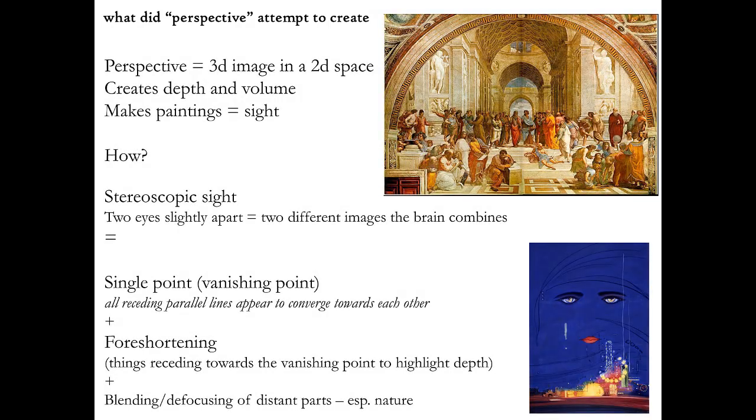So what did perspective attempt to create? Perspective attempts to create a 3D image in a two-dimensional space. It creates depth and volume. The point of this is to make paintings look like sight. Well, how? How do you do that? Well, what is sight? How do you see?